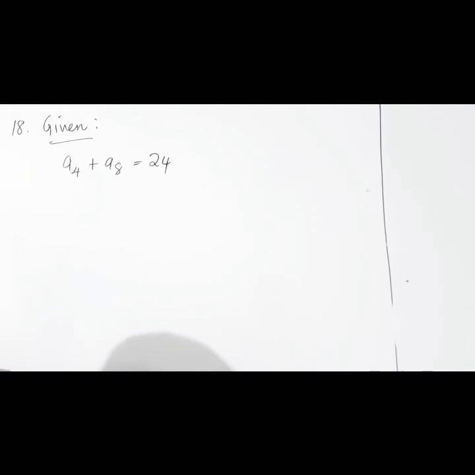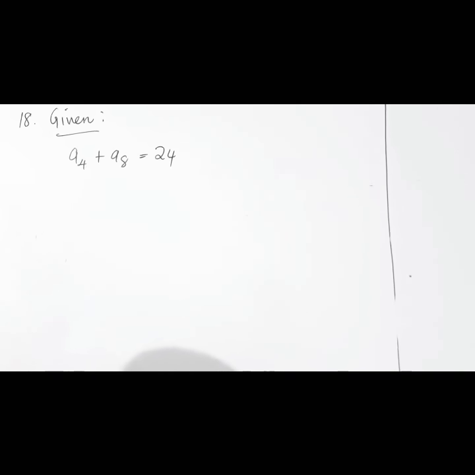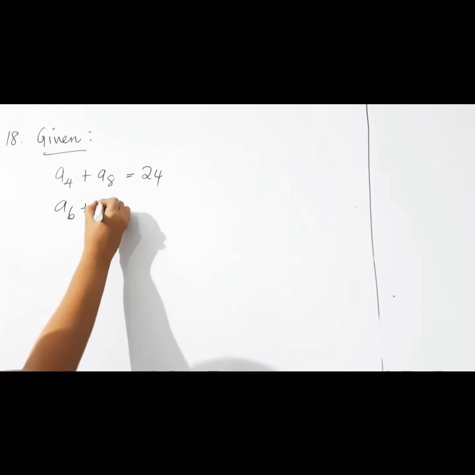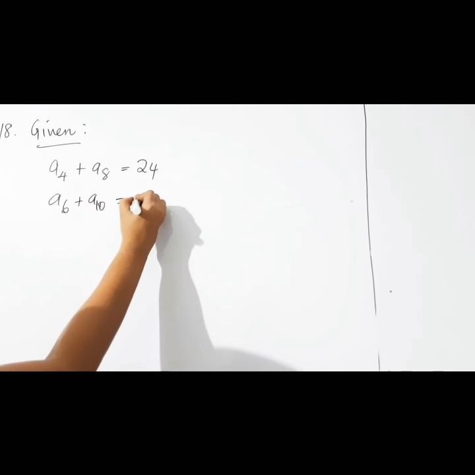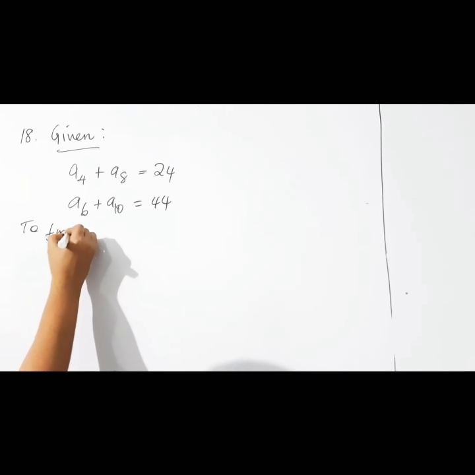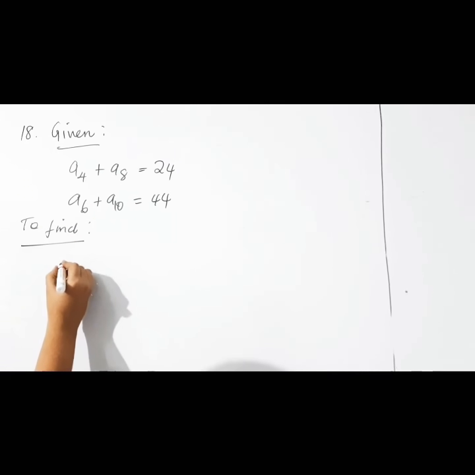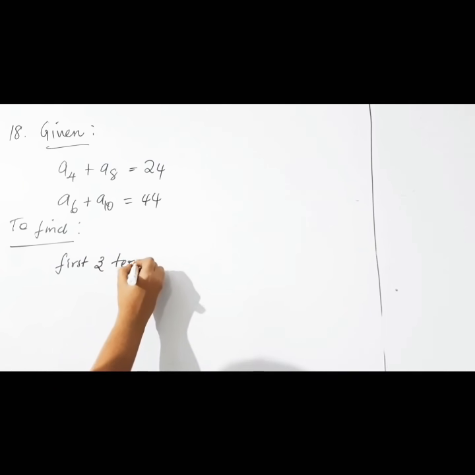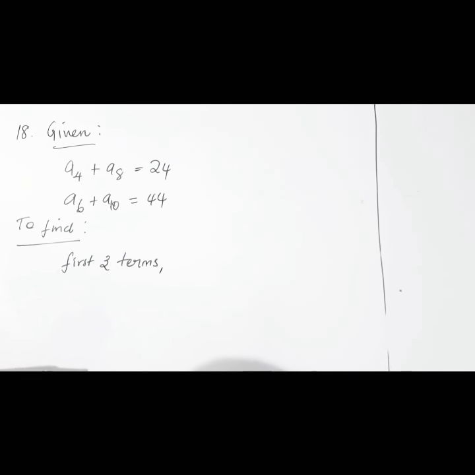And what is the next condition given? The sum of the 6th and the 10th term is equal to 44. What do we want to find out? We need to find the first 3 terms.